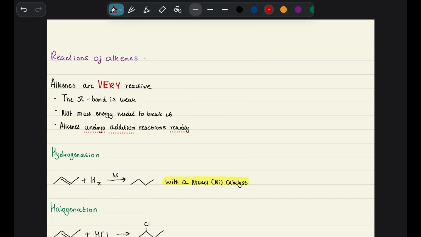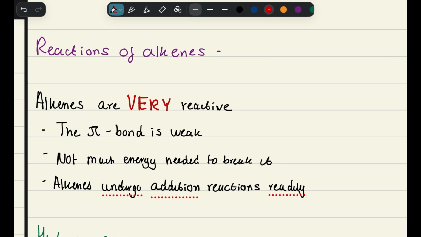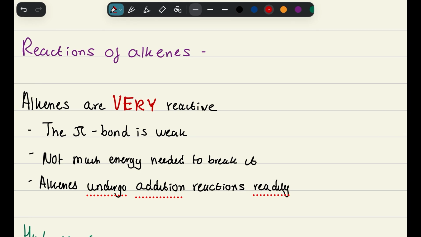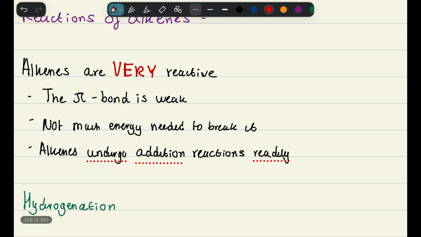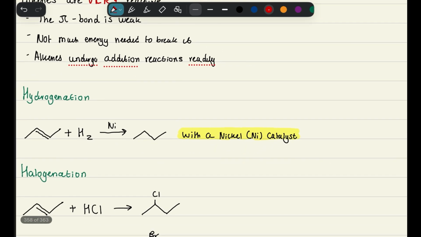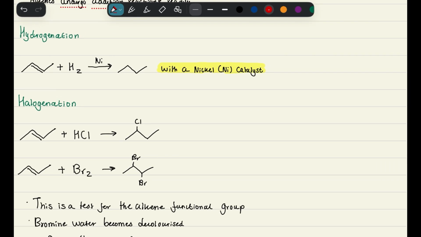Something about alkenes that makes them distinct from alkanes, other than the bonding, is the fact that alkenes are very reactive. In your alkane, you just have the carbon-to-carbon sigma bond. In alkenes, you have that pi bond, which is going to break first. It's weaker, so there's not much energy needed to break it, and hence alkenes really readily undergo addition reactions. Now, what are the addition reactions? You need to know all of these for your A levels.